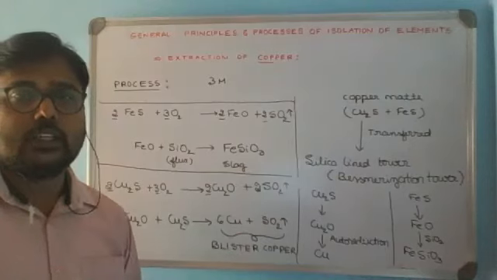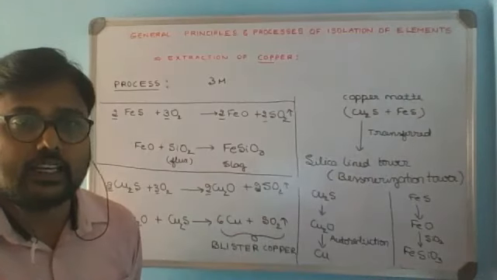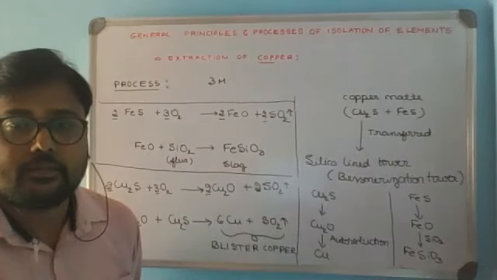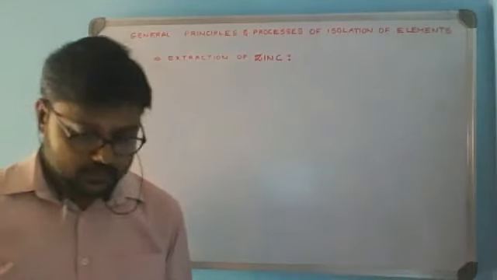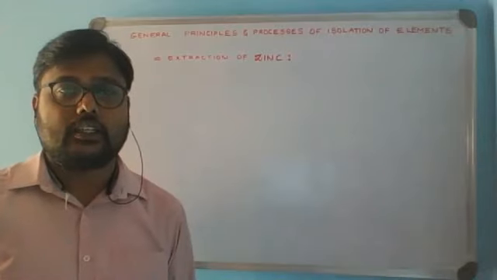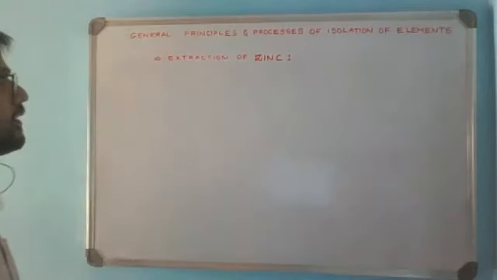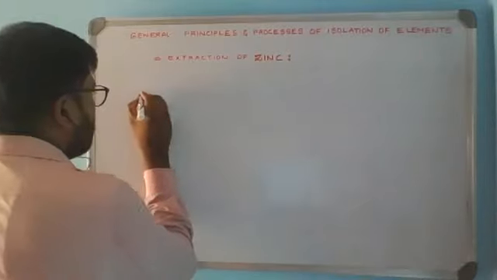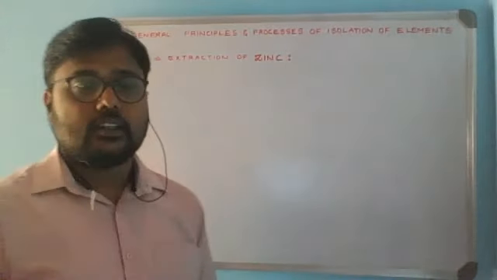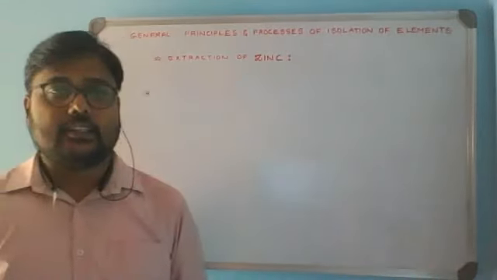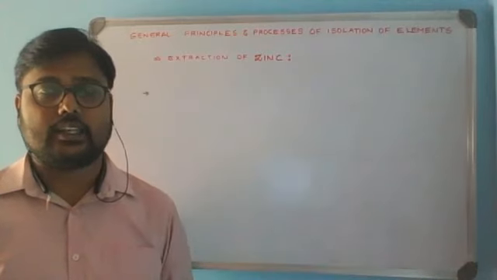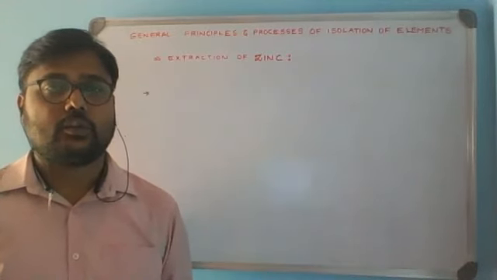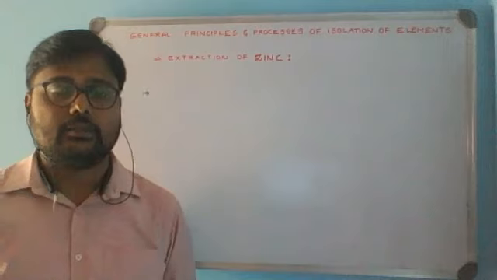Now we'll move to the next extraction, that of zinc, the next important metal to consider in extraction. You can recall the ores of zinc. They are zinc blende, ZnS, then calamine, that is zinc carbonate, and zincite, that is zinc oxide ZnO, the 3 important ores of zinc we discussed earlier.